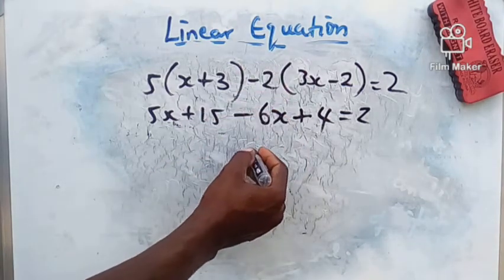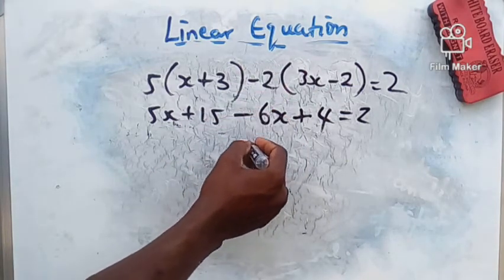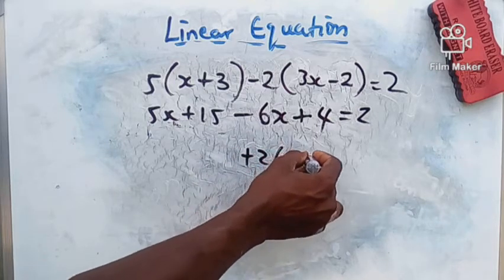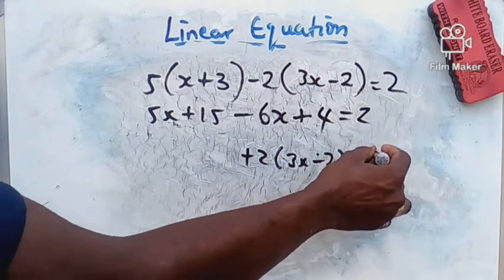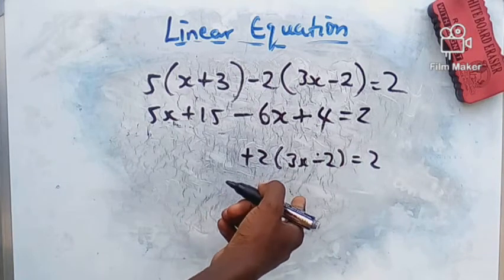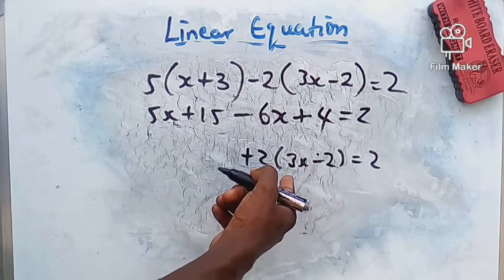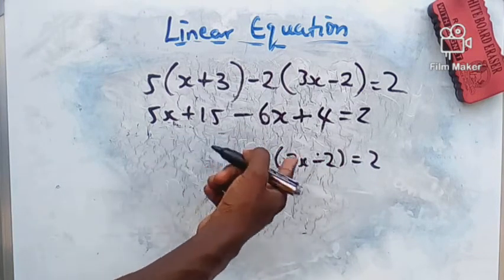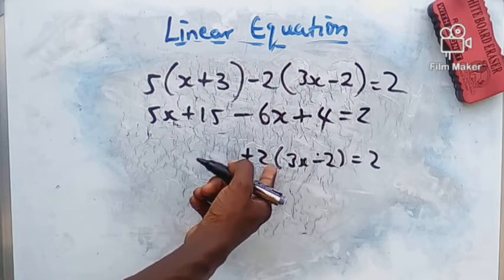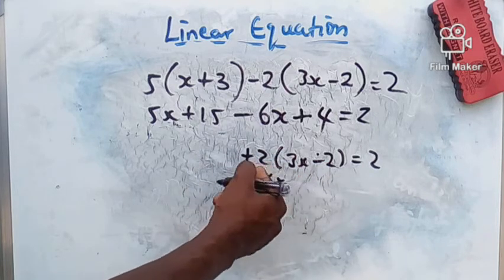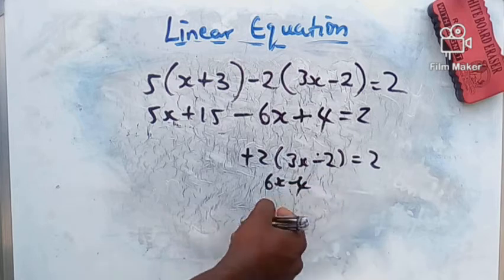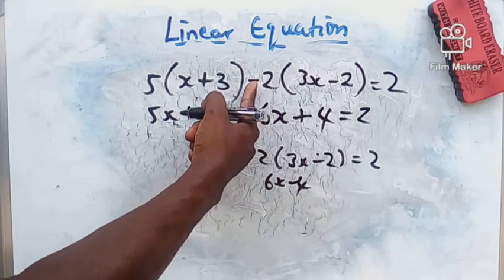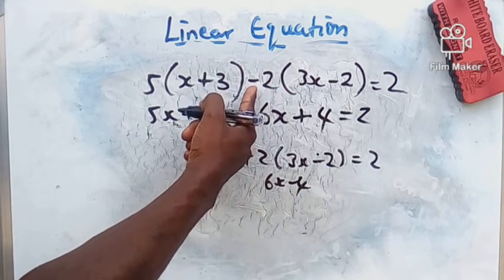something like, let's say plus 2 into 3x minus 2 equal to 2, we wouldn't have worried our head much on that. What we would have just done is, because it's addition, we will just go straight and multiply 2 times 3, and that is 6x, 2 times this minus 4. But because there is a negative sign here, we need to take this sign into consideration.